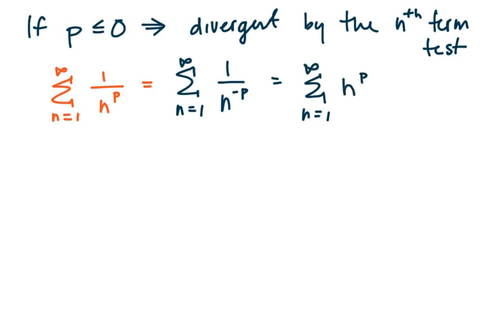And what we can see here is as n becomes larger, then n to the p becomes larger, right? The bigger number I'm raising to a positive power, then the term is going to continually be bigger.